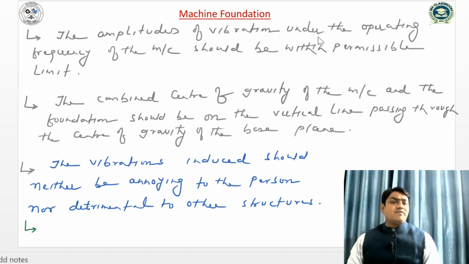The amplitude of vibration under the operating frequency of the machine should be within the permissible limit. So there is a limit on the amplitude. The combined center of gravity of the machine and the foundation should be on the vertical line passing through the center of gravity of the base plane. And the vibration induced should neither be annoying to persons nor detrimental to other structures.